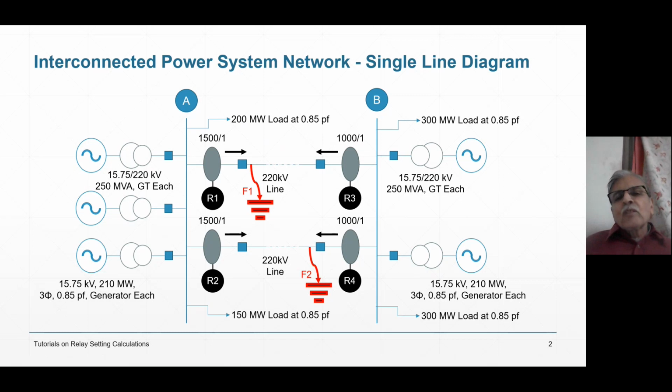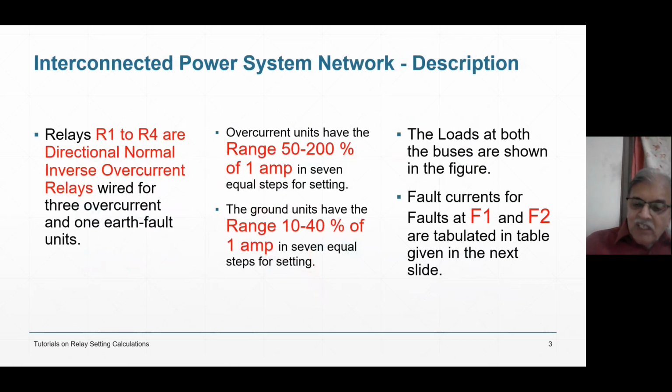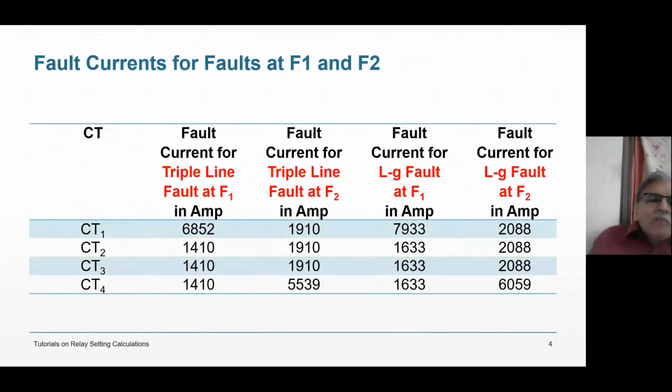Through R2, R3, R4 less current will flow. If a fault occurs at R2, the same thing will happen. Maximum current will flow through R2. If a fault occurs near R3, on the left hand side of R3, then same as F2. When a fault occurs at F2, then maximum current will flow through R4. So these currents are given in this table.